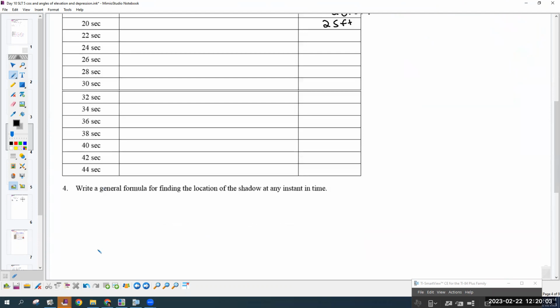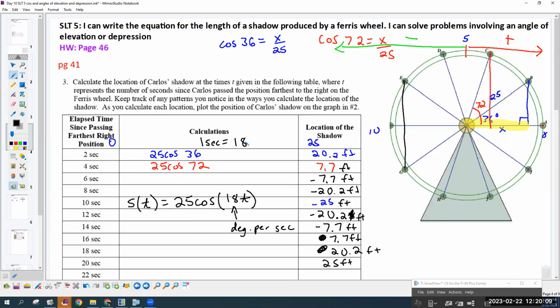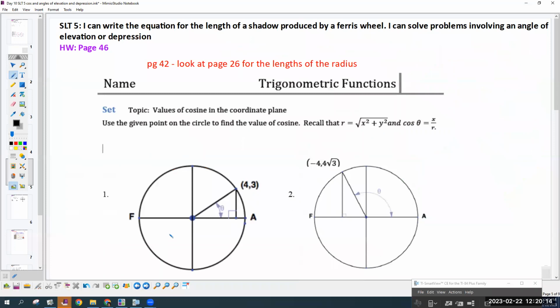All right, so we did that letter. We did number 4. We just kind of did it up here. There's our general formula. Let's take a look at angles of elevation and angles of depression. Oh, wait, no, I'm a big liar. First, we've got to look at page 42.